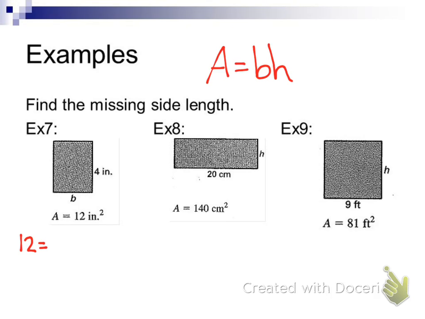Do I know the base? No, so I'm going to use a B. Do I know the height? Yes, it's 4. Now you have to solve for B. So basically, what would you multiply 4 by to get 12 as your answer? 3. The way that we do that is to divide both sides by 4. We're just solving this equation for B. So this would give us 3, and then it would have to be inches.